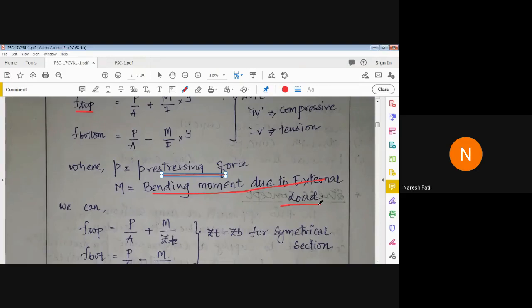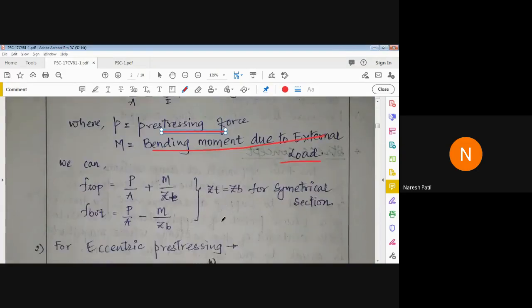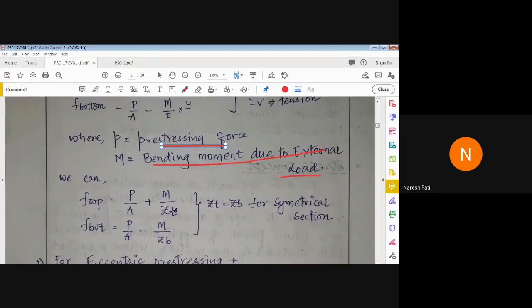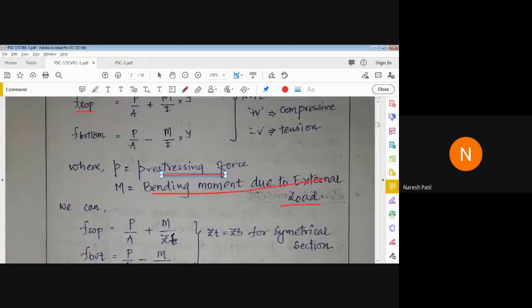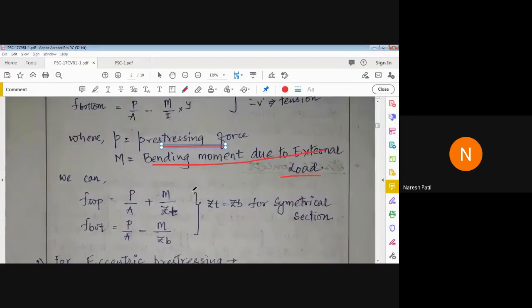Next, we can also write this as P by A plus M by Z. What is M by Z? It is nothing but M by I by Y, with ZT and ZB. T stands for the top fiber and B for the bottom fiber. So ZT and ZB for a symmetrical section will be the same.